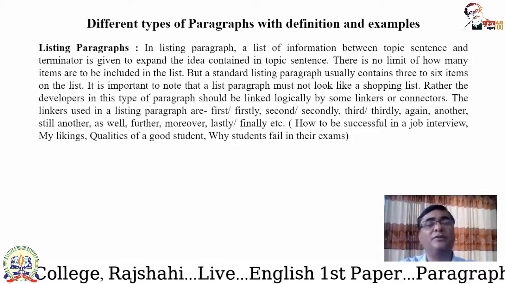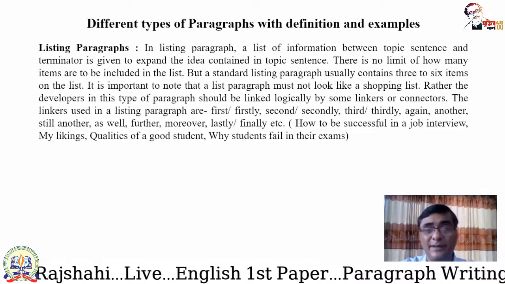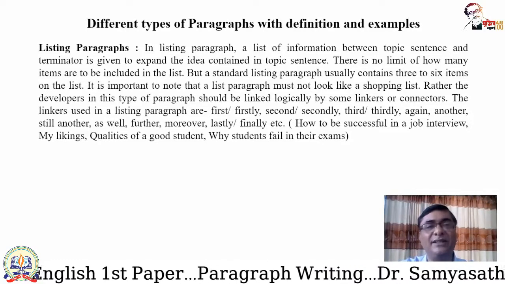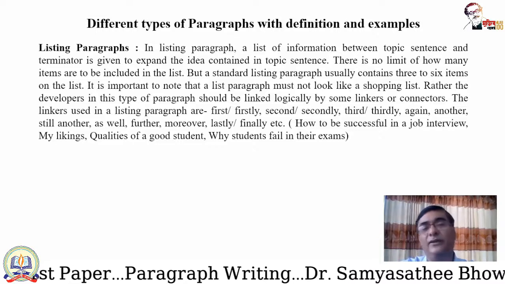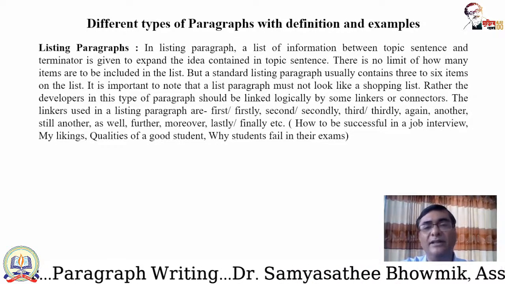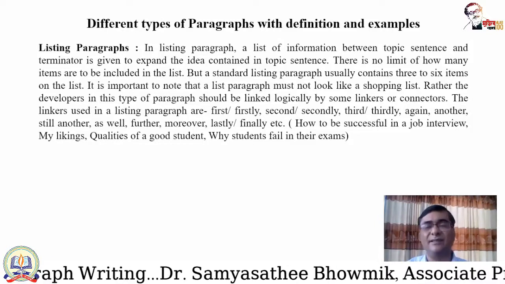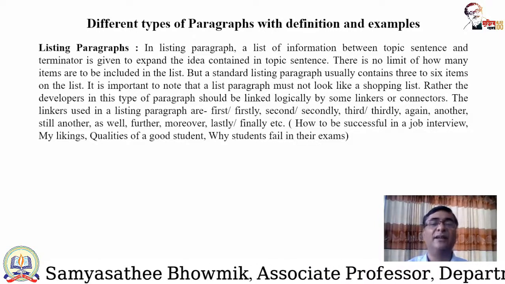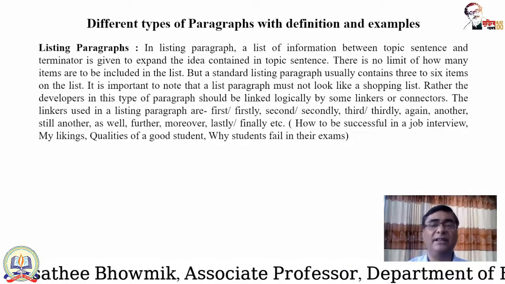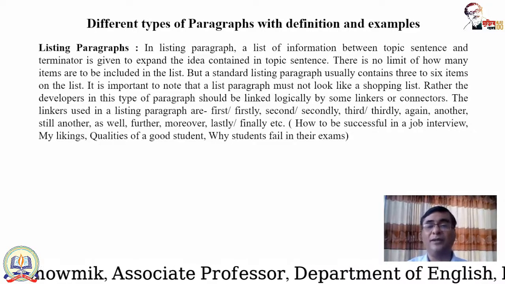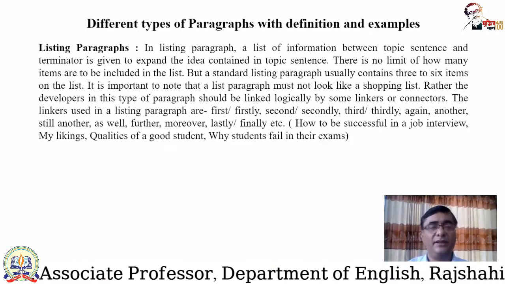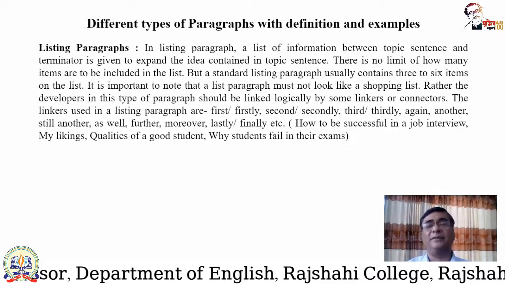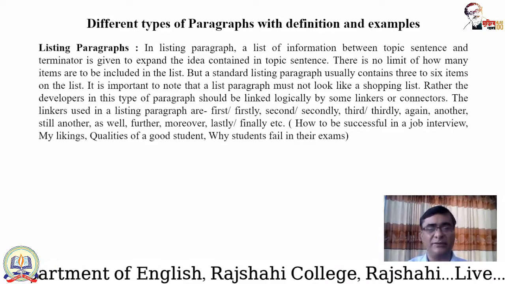Now let's go to the first one, listing paragraphs, and I will also give you some examples of this type of paragraphs. In a listing paragraph, a list of information between topic sentence and terminator is given to expand the idea contained in the topic sentence. So topic sentence is the main sentence, we all know. And after that, between topic sentence and the terminator, we have basically the list. And what kind of list? There is no limit of how many items are to be included in the list, but a standard listing paragraph usually contains 3 to 6 items on the list.